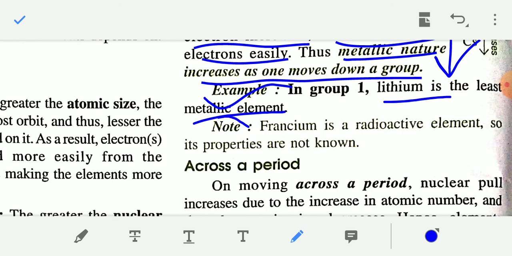Here one note is given: why francium is not the most metallic element. This is because francium is radioactive, so its properties are not known. So you have to say that cesium is the most metallic in nature in group 1, because francium is radioactive and its properties are not known.